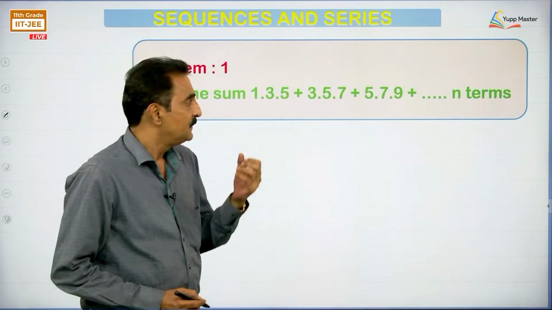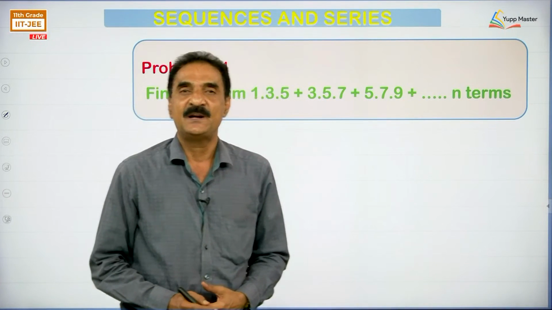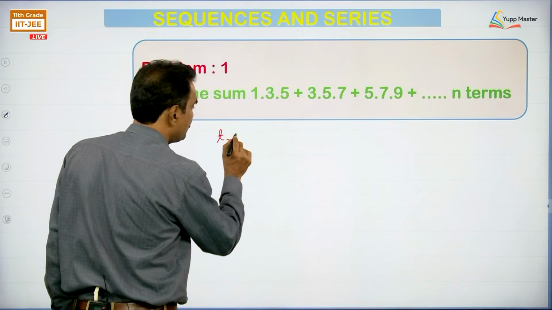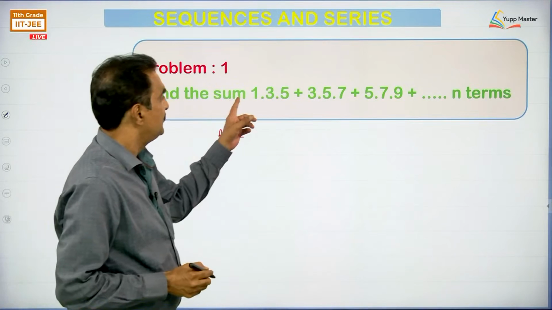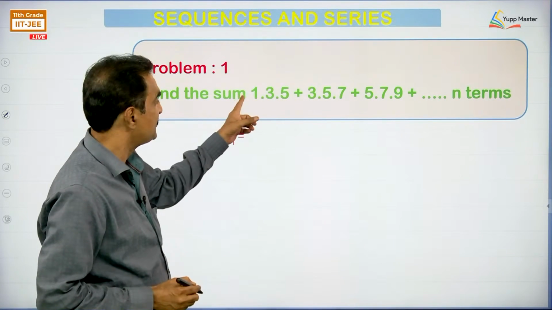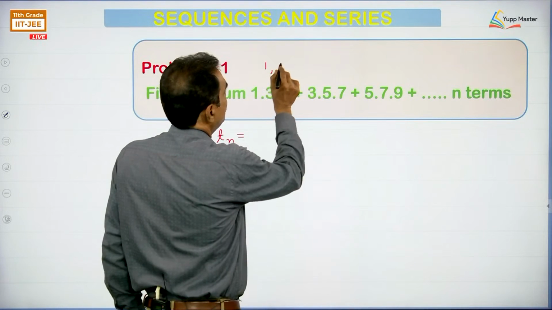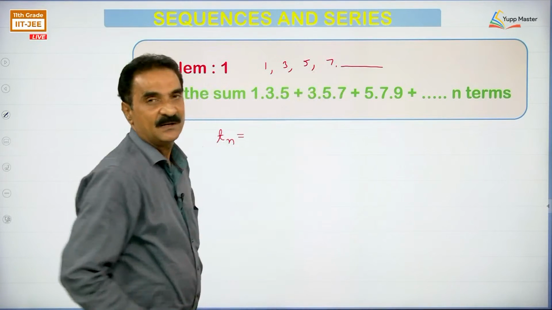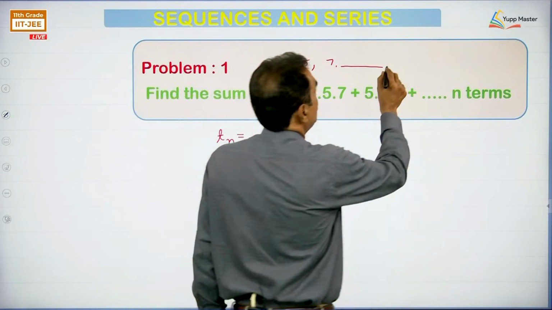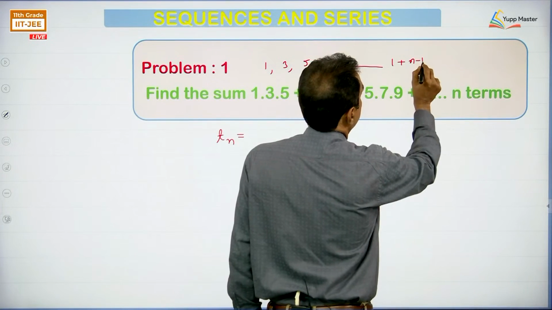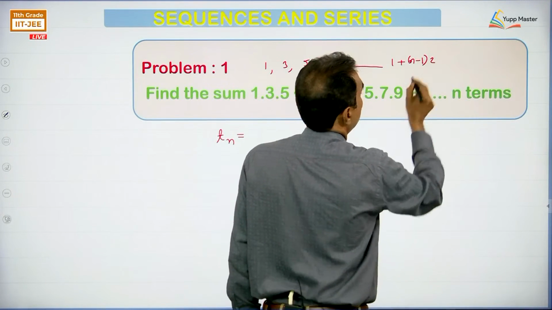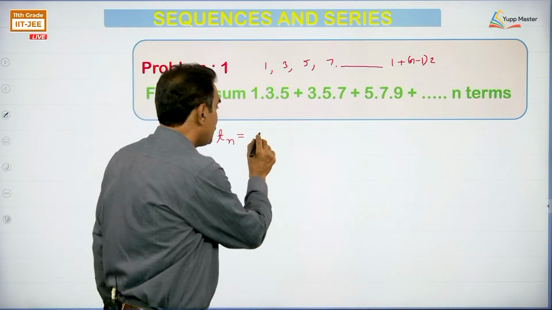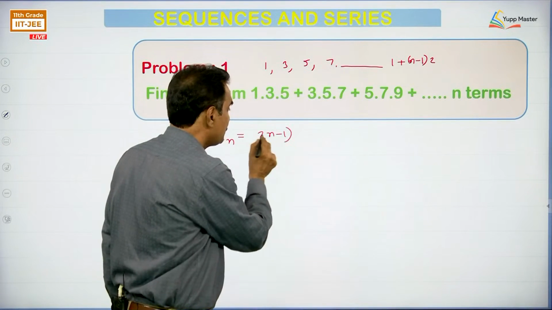Then the nth term is not given. So let us find the nth term of this series. Tn is equal to, first, what is the first factor of the nth term? If you observe, the first factors 1, 3, 5, next 7 and so on, this is an AP. What is the nth term of this AP? A plus n minus 1 into D, that is 1 plus n minus 1 into common difference 2. So what is it? 2n minus 1. So the first factor of the nth term is 2n minus 1.